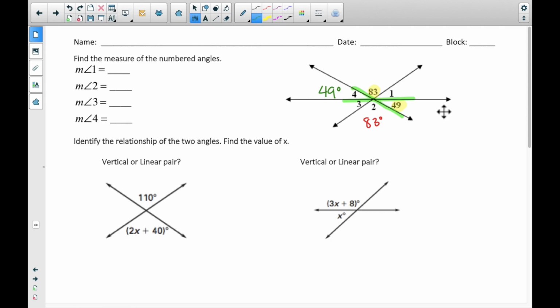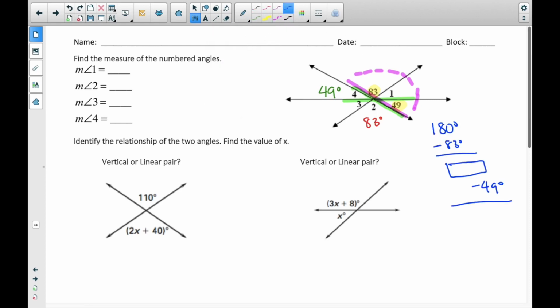The last one we need is angle 1 and angle 3. Well, there's a couple different ways we can look at it, but either way it's going to come up with the same answer. Here's what I'm going to do. I'm going to look at this whole thing. Do you see how this whole thing is a straight line? And we know that a straight line is 180 degrees. So I'm going to take my calculator, take 180 and subtract 83. That gives me 97. Then I'm going to take 97 and subtract 49. That's going to leave me with 48.